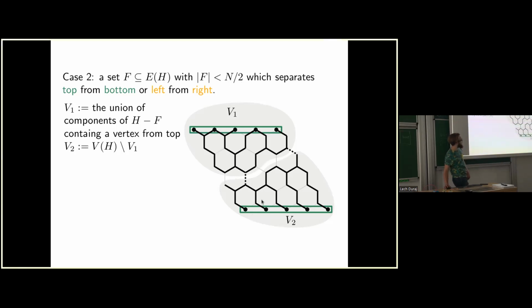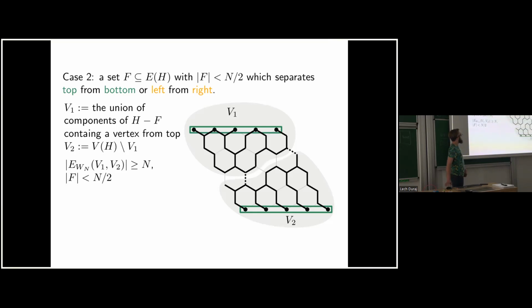So here is an example of a graph. The black edges are our graph H. We have some edges F, so that after removing them, our graph splits into two parts, V1 and V2. We define V1 as the union of all components of H minus F which contain at least one vertex from the top, and V2 is all the remaining vertices.